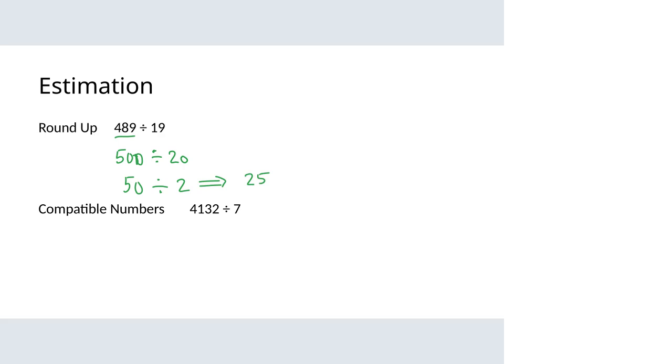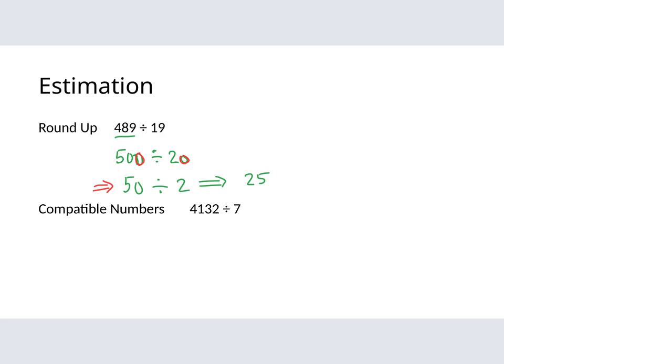And that's just a technique for division. 489 divided by 19, there's no way I can do that in my head. But if I round them up a little, make them into somewhat compatible numbers like those, they're easier to work with. And then since they both have a 0 in the ones place, I can divide both of them by 10 to turn them into something that's very easy to work with.